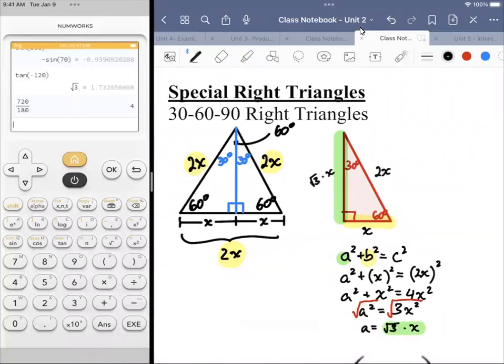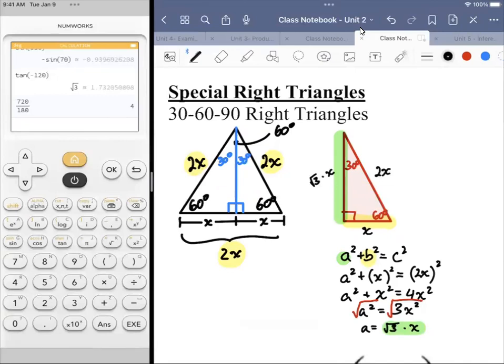All right. And that's the relationship. Whenever you're dealing with a 30, 60, 90 right triangle, the side opposite the 30 degree angle we designate as x. If we take that x value and multiply it by radical 3, that'll give you the side opposite the 60 degree angle. And if we take that x value and double it, we'll get the hypotenuse of the 30, 60, 90 right triangle.